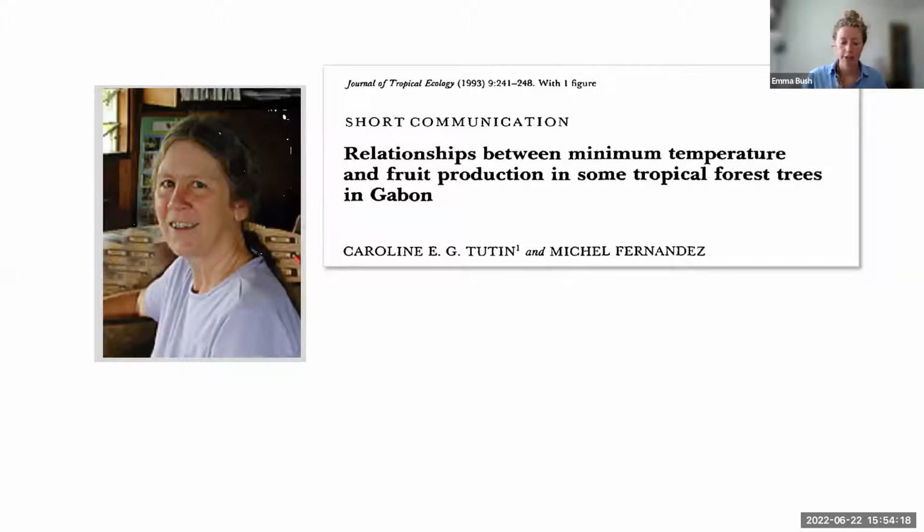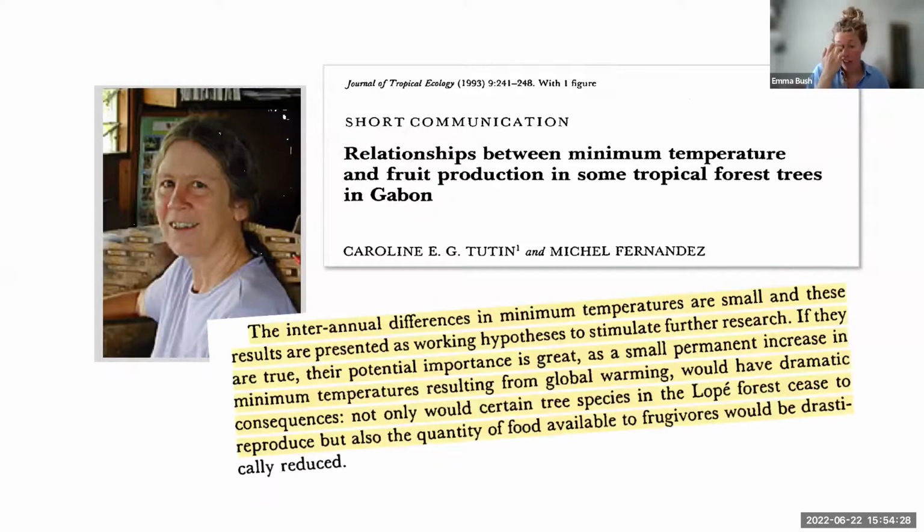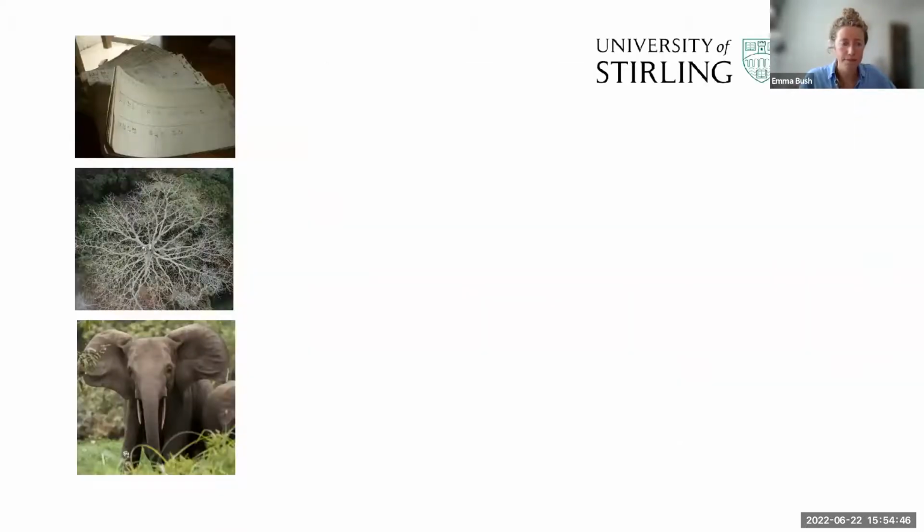And she discovered this because of an abnormal fruiting outside of the normal season after a drop in temperature, and then a reduction in fruiting after quite a warm long dry season. And she said back in 1993, if this hypothesis is true, the potential importance is great. A small permanent increase in minimum temperature resulting from global warming would have dramatic consequences. Not only would certain tree species in Lopé cease to reproduce, but also the quantity of food available to frugivores would be drastically reduced.